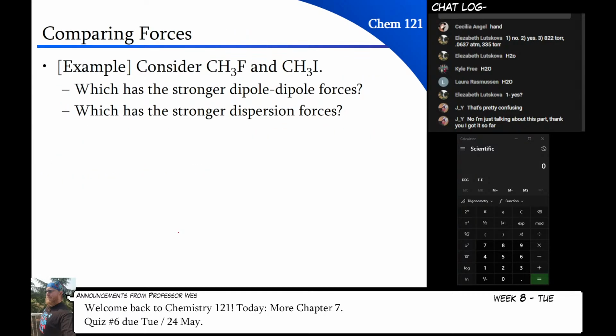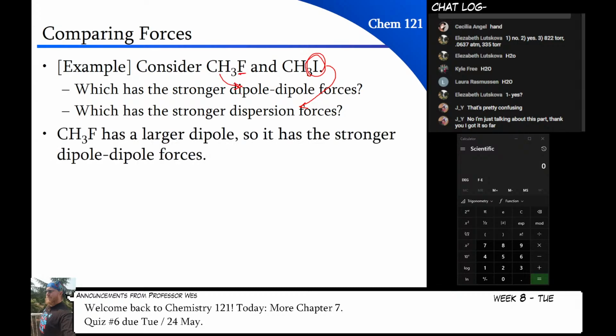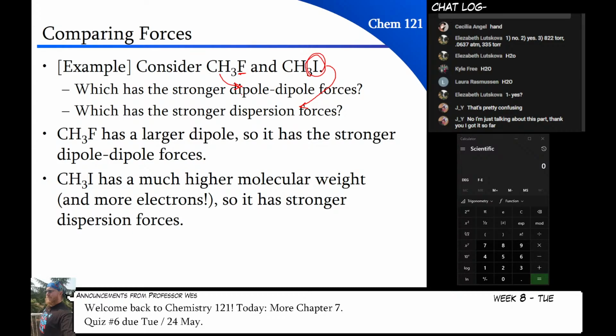All right. So looking between these two molecules here, CH3F and CH3I, which one has the stronger dipole-dipole forces, and which one has the stronger dispersion forces? Well, looking at iodine here, iodine is not very polar, but it's big. Iodine has a ton of electrons. It's like element 53. So CH3I would have the stronger dispersion forces by far. Fluorine, on the other hand, is very polar, so it would have the stronger dipole-dipole forces significantly. So these are the types of questions that we can now answer.